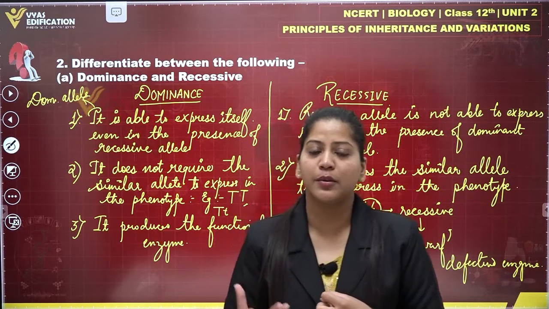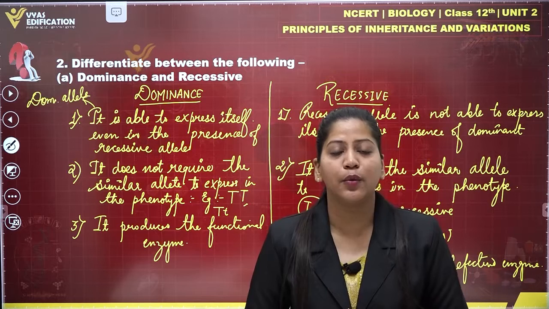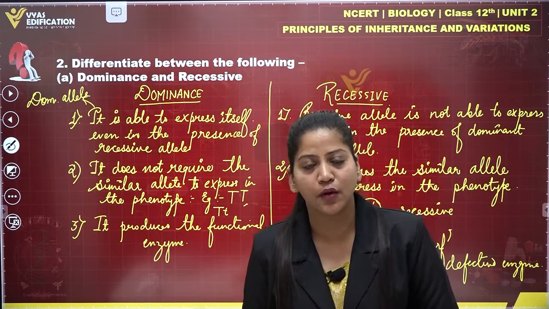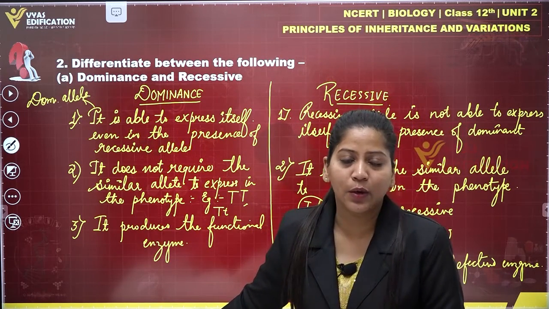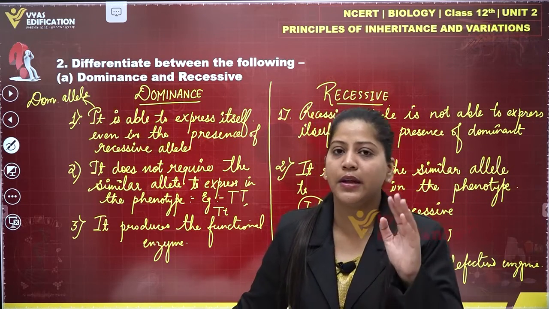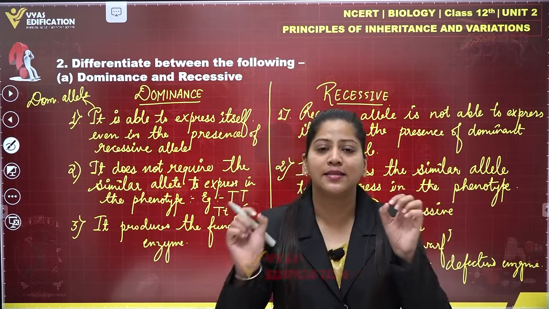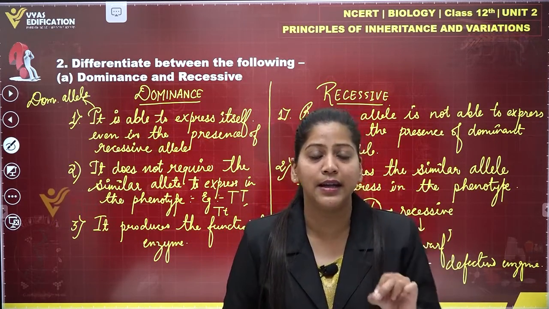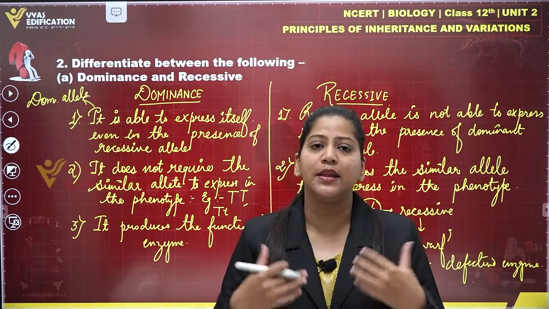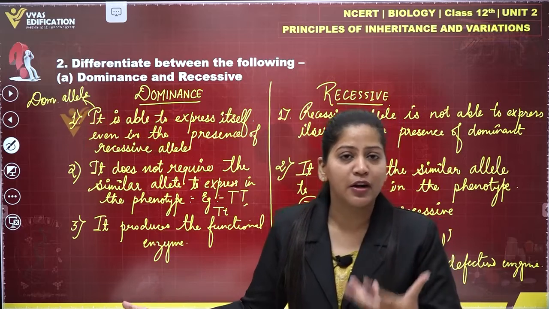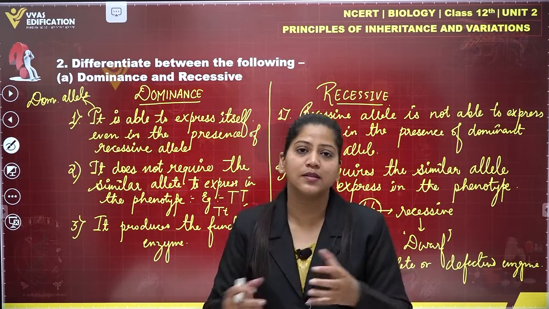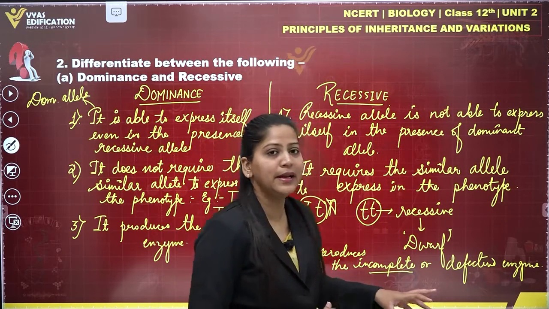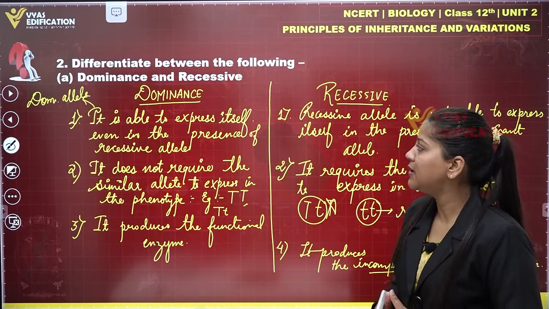Dominant is able to express itself even in the presence of recessive one, and recessive is not at all able to express itself in the presence of dominant allele. This one will not require any similar allele to express itself in any phenotype, and this will require the similar allele. The similar allele, that means the recessive allele, another recessive allele, it will require to express itself in the phenotype. It produces functional enzymes, whereas it produces dysfunctional or defective or incomplete enzymes. So this is the difference between dominance and recessive.